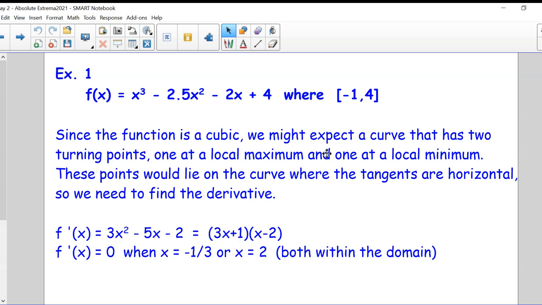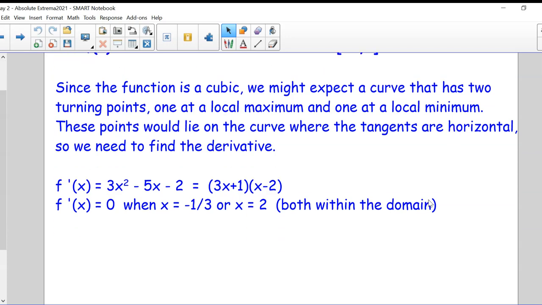Since the function is cubic, I'd expect the curve has 2 turning points. We've talked about turning points before, maybe in the advanced functions course. One could be a local max, the other could be a local min. And these points would lie on the curve where the tangents are horizontal. So if there's a max or a min, then you will have a horizontal tangent there. And of course, the derivative is what we're going to use to find that.